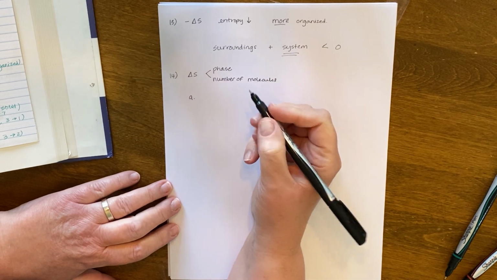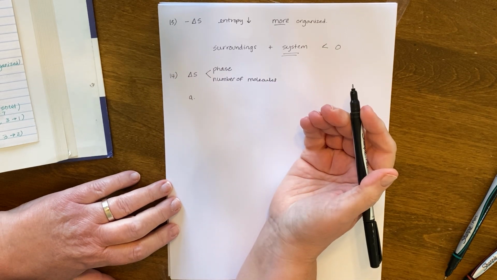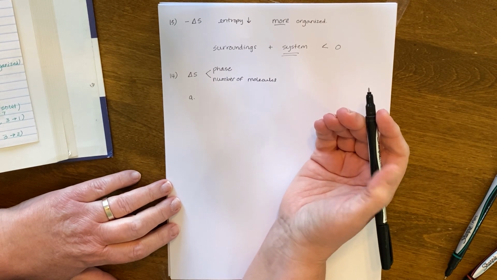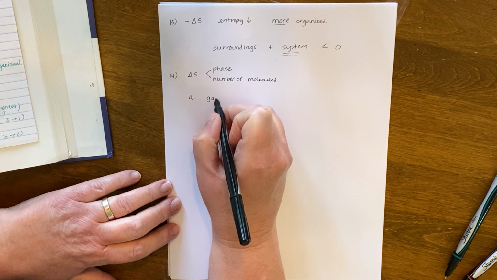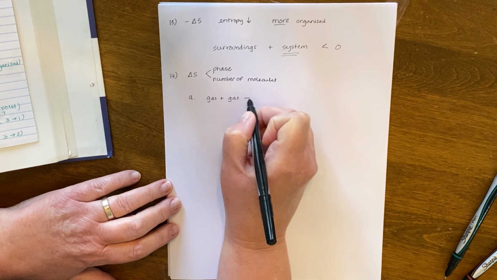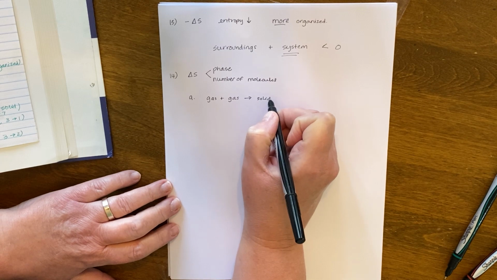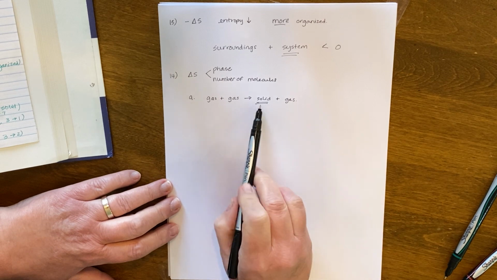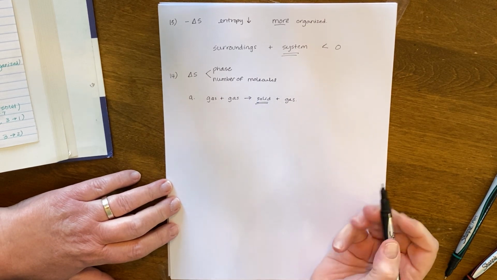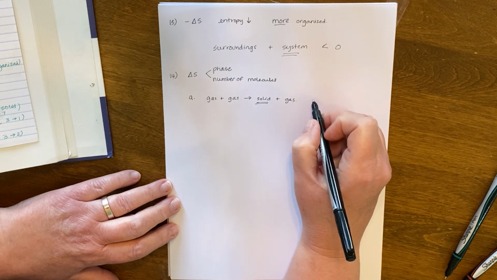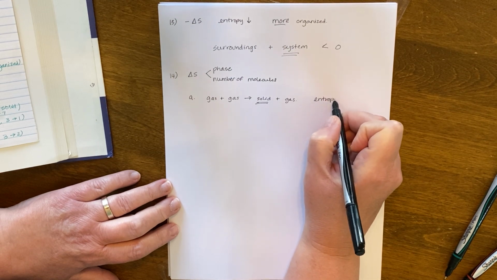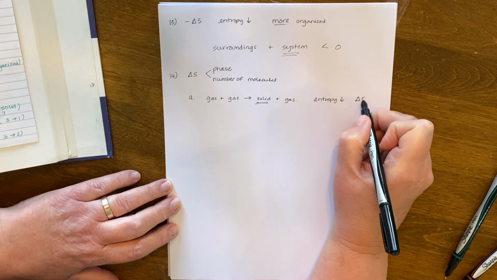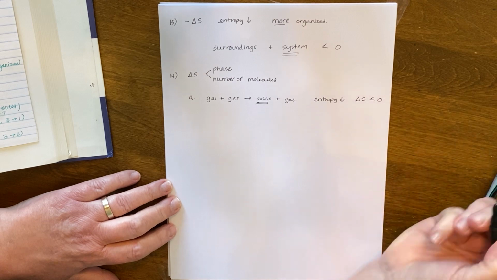It's 6 CO2 gas plus 6 H2O gas yields glucose solid plus 6 O2 gas. So we have 2 gases going to a solid plus a gas. So obviously this solid is becoming more organized. I can look at the phase here. So the solid's becoming more organized, so the entropy is actually decreasing. This system is becoming more organized. So that means our delta S would be less than 0.